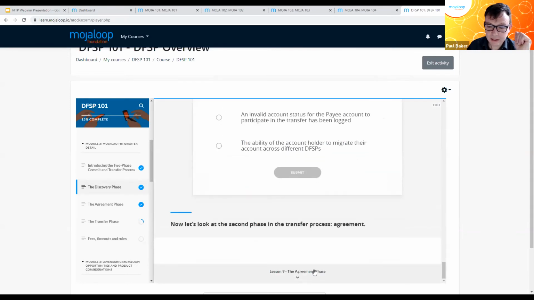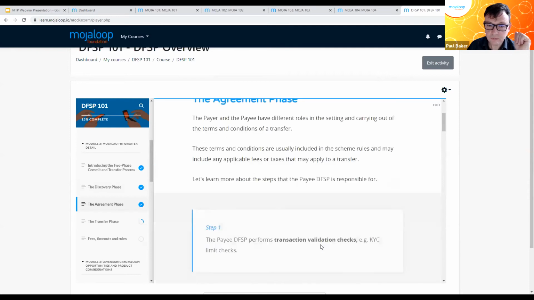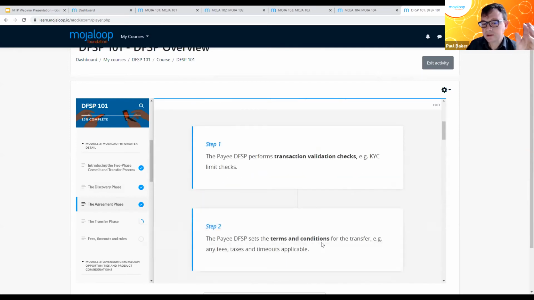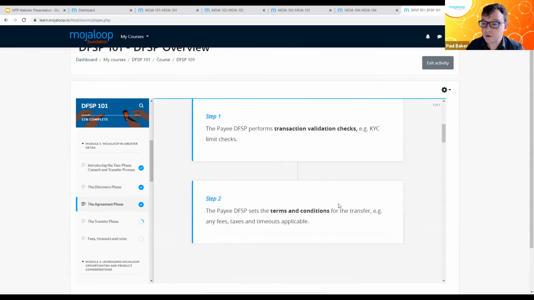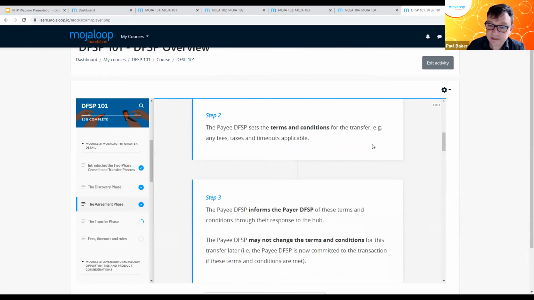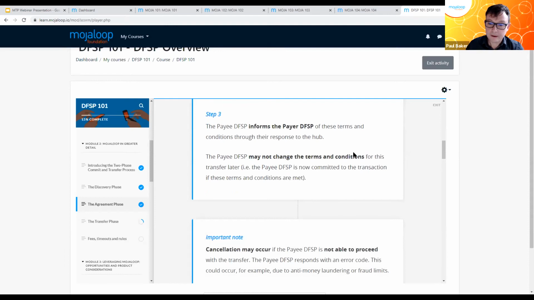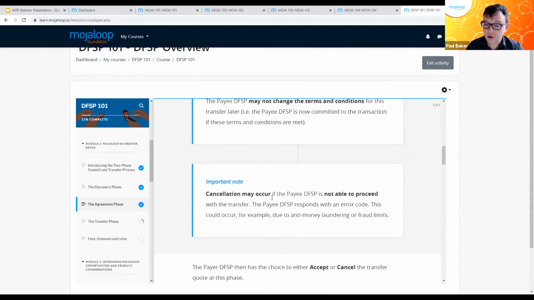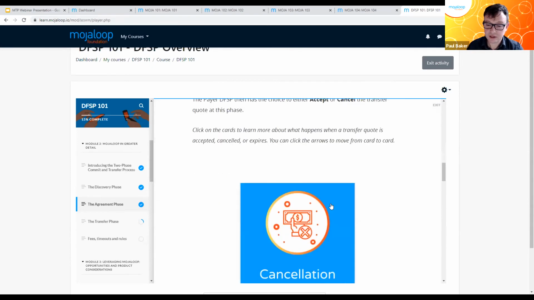So that's explained. And then let's jump to the agreement phase. In the agreement phase, as a payee DFSP, you would need to perform all your validation checks, your KYC limit checks, and so on. And then define those terms, put in taxes and fees, and you also define a timeout, and that's a key part. The transaction has to occur within that time. And if it isn't, it's automatically cancelled and the money is released back to the payer. And those terms are then presented to the payer DFSP. And there is an option to cancel by the payee DFSP if that transaction cannot occur.